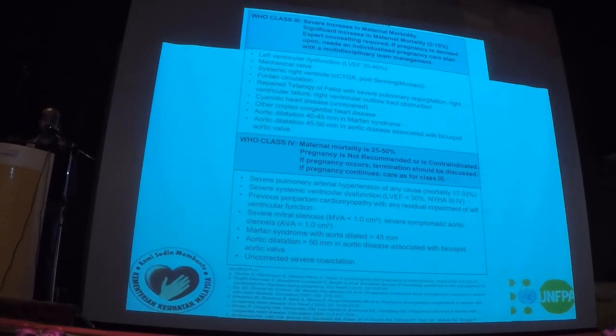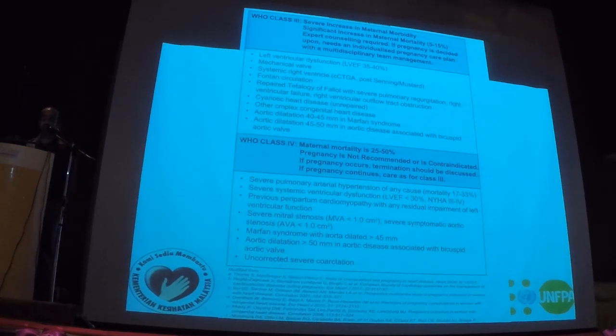These are those with reduced ejection fraction, those with mechanical valves, systemic right ventricle, Fontan circulation, congenital cyanotic heart diseases, and those with aortic dilatations. Now these are the cases that we normally manage in our center in combination with the O&G team.